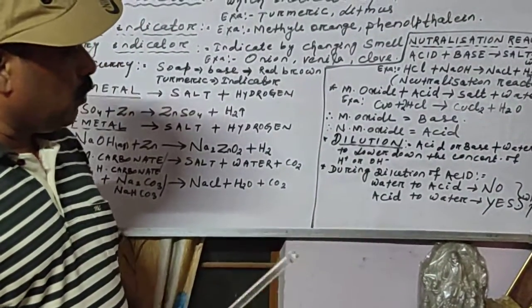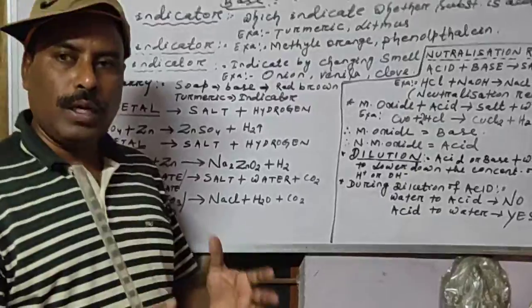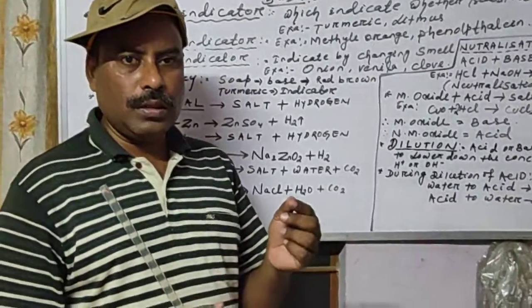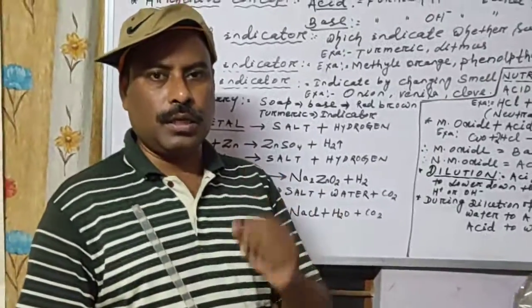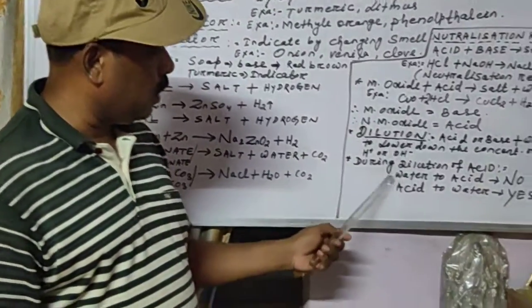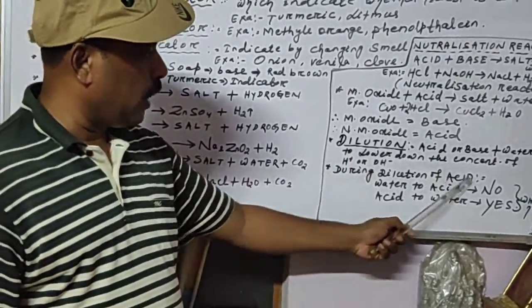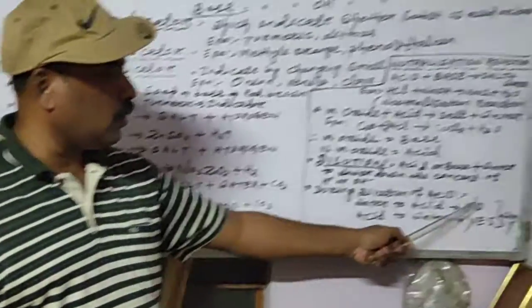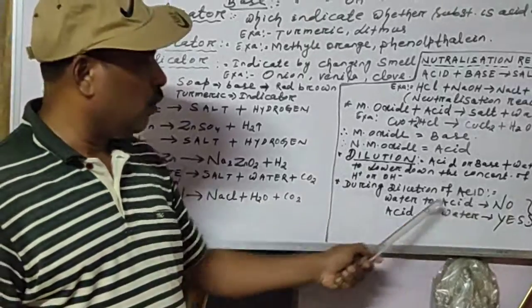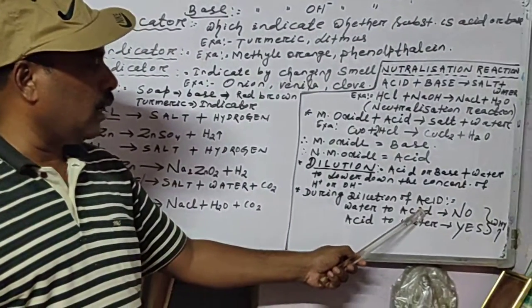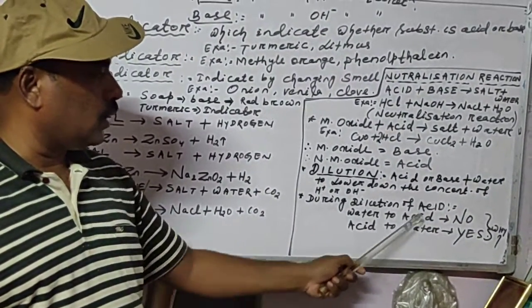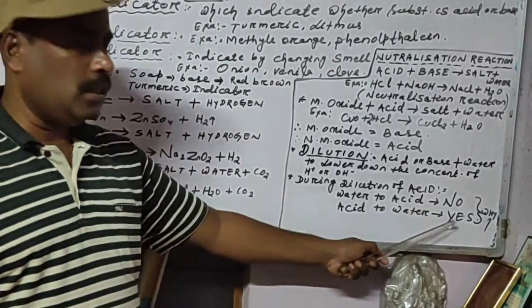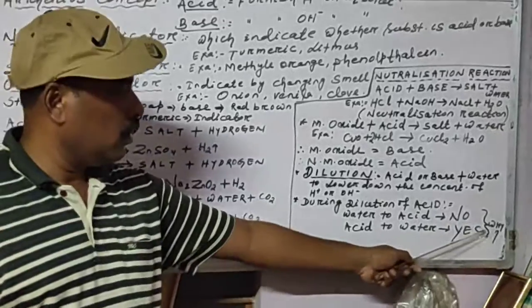Here one thing we have to keep in mind: when we want to dilute acid, we might think we need to add water, but this is not correct. What I have written here, during dilution of acid, water should not be added to acid, because a cross is marked. Addition of water to acid is not correct, but addition of acid to water is correct. So why?